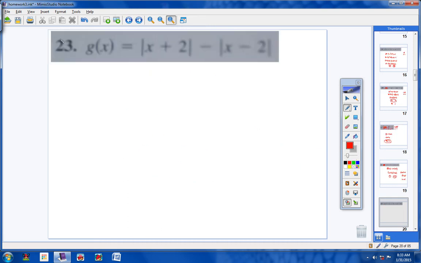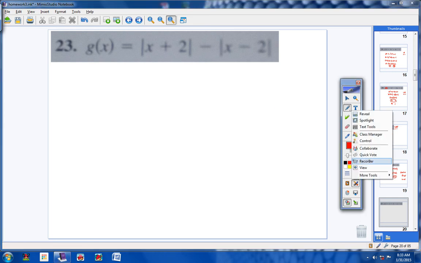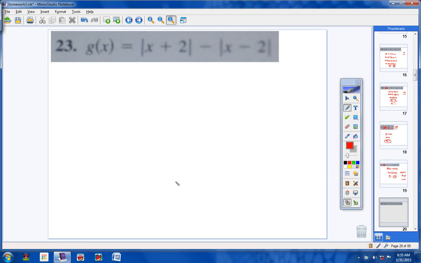All right. Moving on to number 23. 23 through 26 says, use the graphing utility to graph the function and approximate the intervals over which the function is increasing or decreasing. Maybe you do not have a calculator, so I'm going to show you just to make sure, okay?